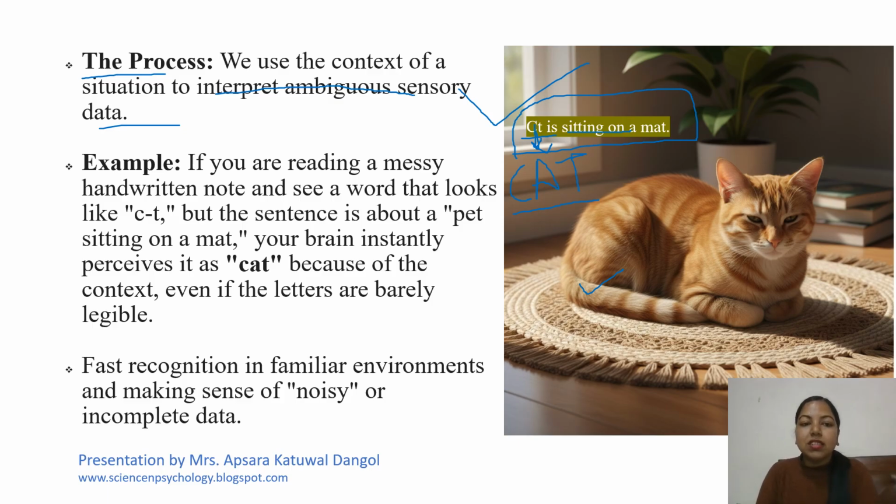So as an example, we can see that if we are reading a mystery handwritten note and see a word that looks like city but the sentence is about a pet sitting on a mat, our brain instantly perceives it as a cat because of the context. So how does top down work? It works on the context of the situation. So, fast recognition in familiar environments and making sense of noisy or incomplete data.